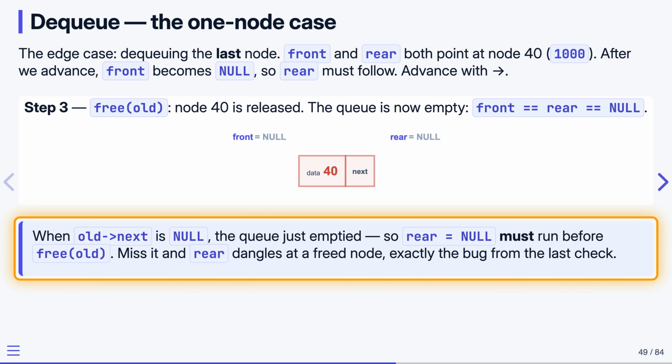The key point. When old arrow next is null, the queue just emptied, so rear equals null must run before free of old. Miss that line and rear dangles at a freed node, exactly the bug from the last check.